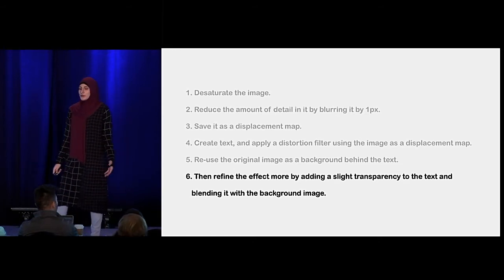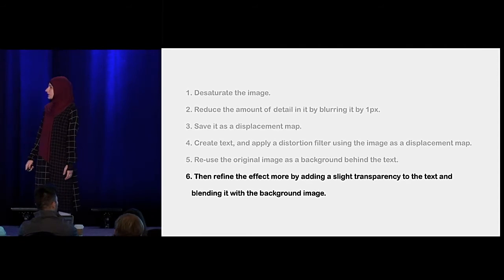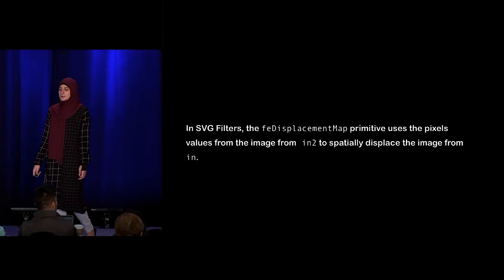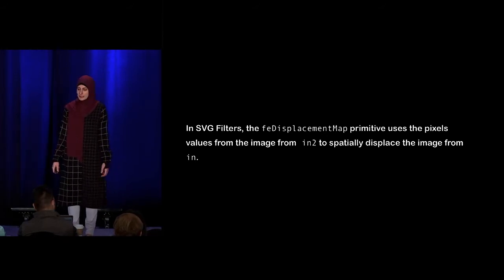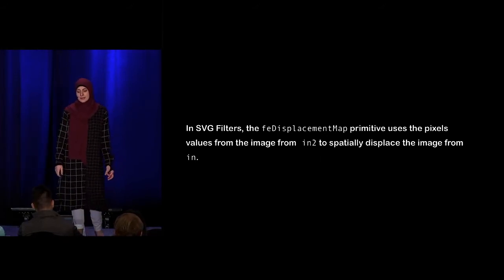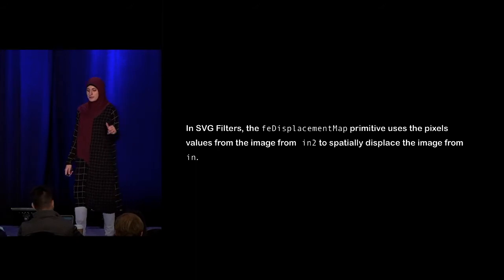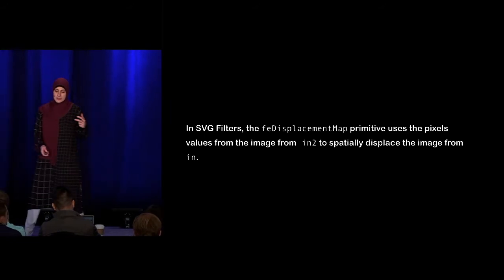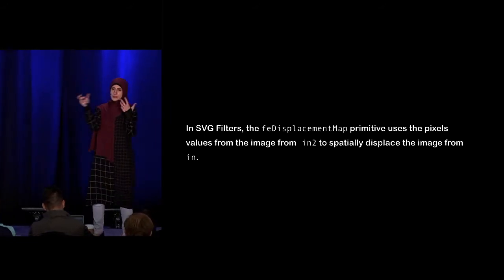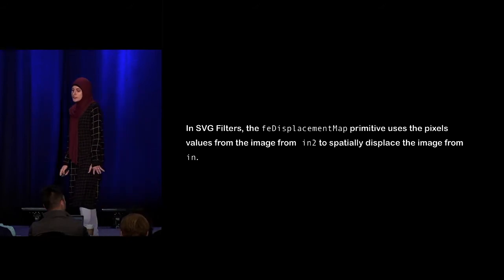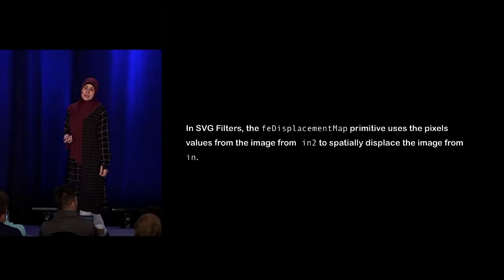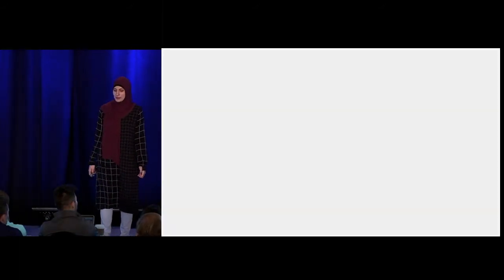So how do we do that in SVG? To create and use a displacement map in SVG, we use the feDisplacementMap primitive, again, very conveniently named. In SVG, the feDisplacementMap primitive uses the pixel values from the image in in2 to spatially displace the image from in. So we have in and in2, two inputs. in2 is used to displace in. If we were to recreate the Photoshop effect in SVG, the steps would look almost exactly identical to those that we had in Firefox and Photoshop.